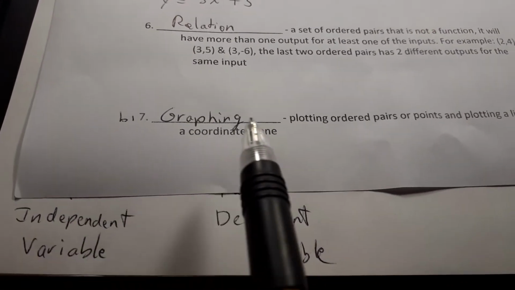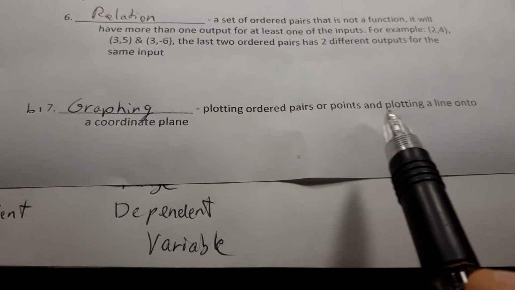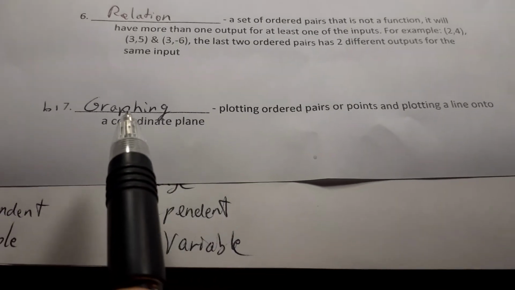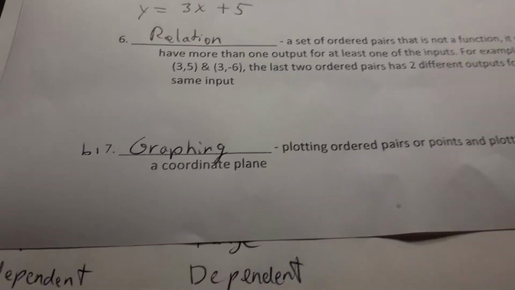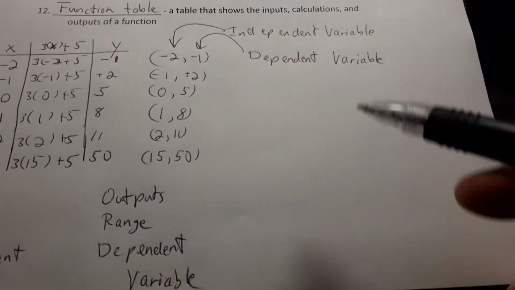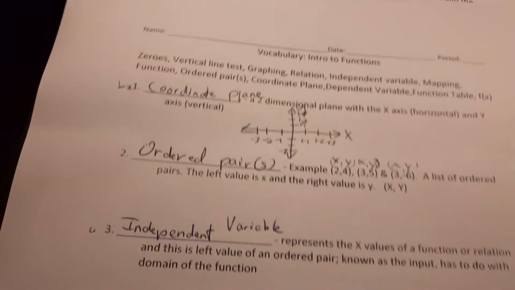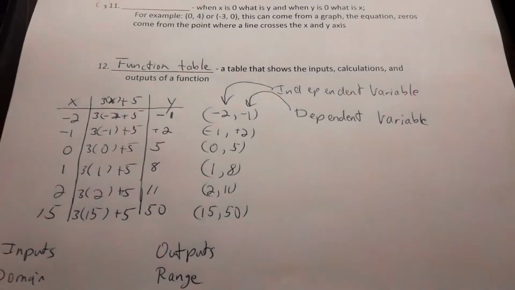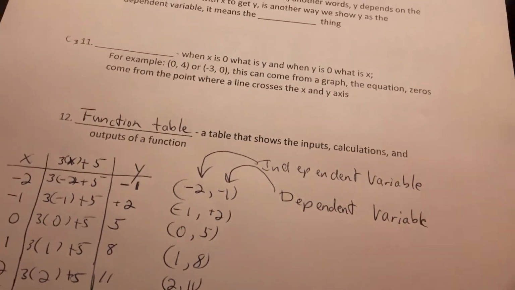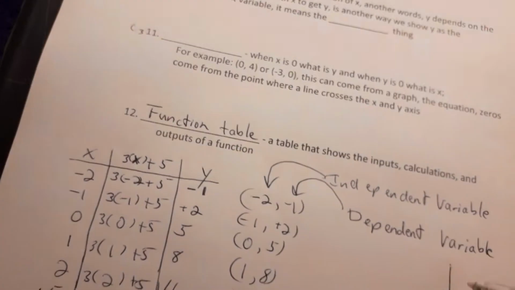Okay, so we're doing graphing: plotting ordered pairs or points, and plotting a line onto a coordinate plane. We're going to go over here and continue with our example. We're just going to make a coordinate plane here. I gave you an example of one right here on number 1. So we're going to redo this and graph some points. I'm just going to make a good size coordinate plane right here.